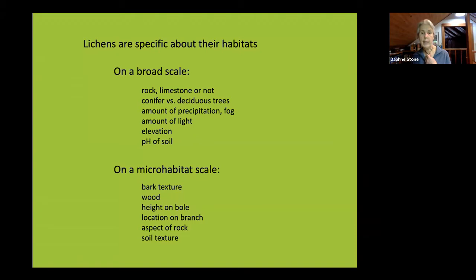Some start way out on the twigs that are out in full sun, even when the leaves are on the trees. Others can't get a hold until the branch is old and shaded all the time. The aspect of the rock a lichen is on might make a big difference, or it might need to be in an underhang on a rock. And then soil texture, if it's a soil lichen, soil texture is very important.